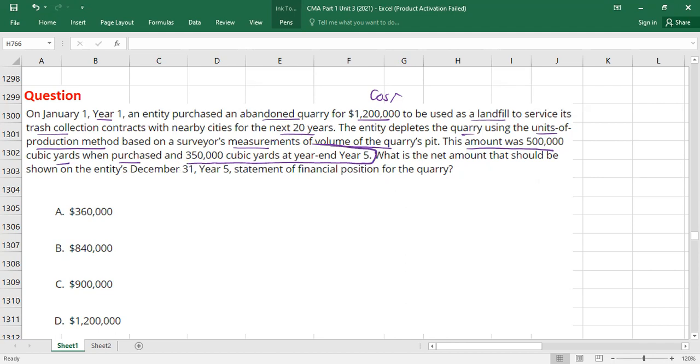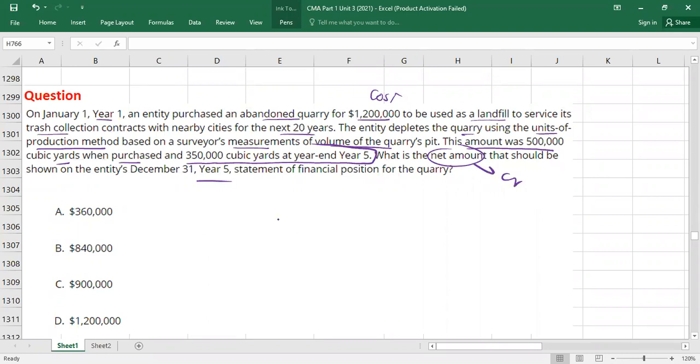It is remaining. It means how much you have used? 150,000 you have used. Understood? Because total estimate was 500,000 and remaining at the end of 5 years is 350,000. It means used is 150,000. So what is being asked? The net amount. Net amount means you have to calculate the carrying value at the end of year 5.